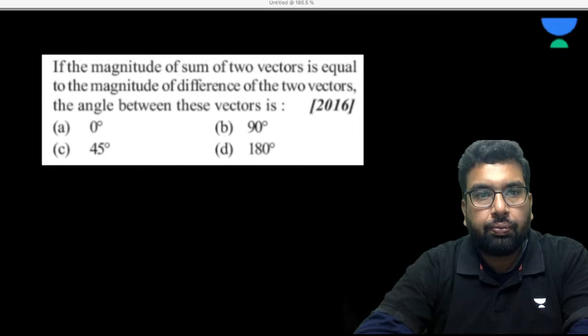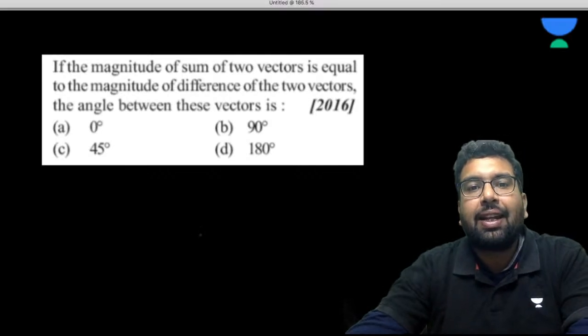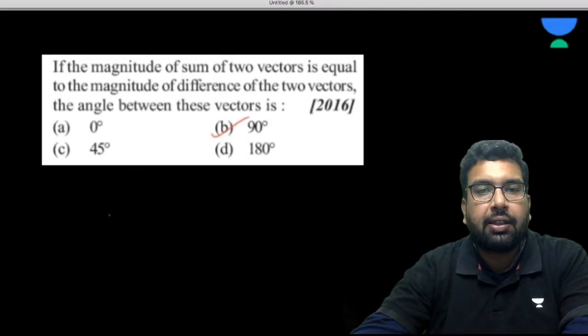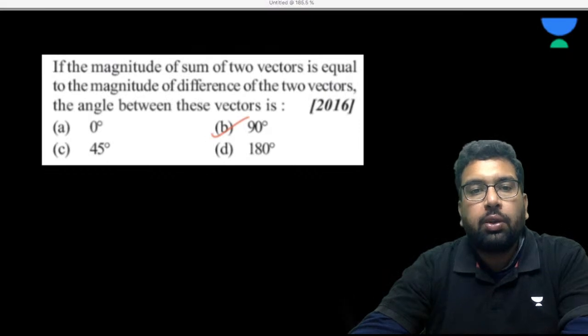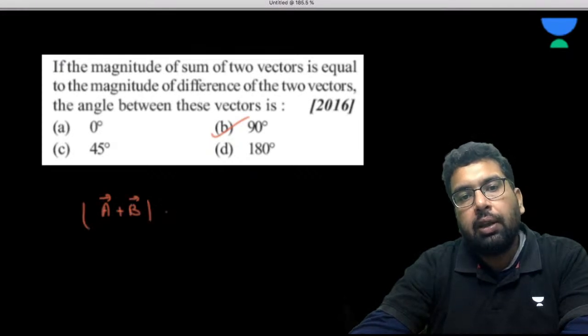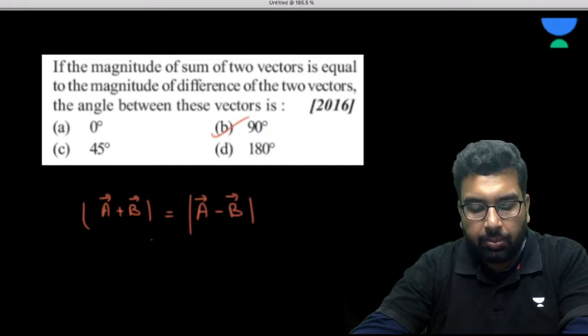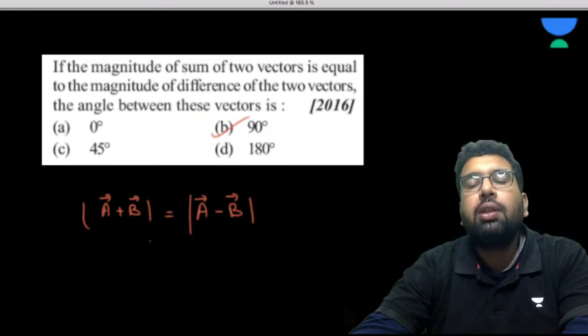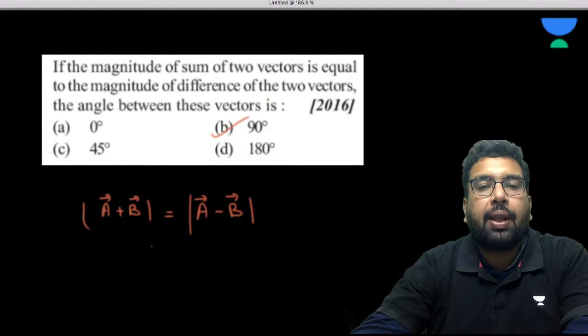So what is the answer? Sir, obviously the answer is 90 degrees. We have seen this in the sessions also. It says the magnitude of the sum of two vectors is equal to the magnitude of the difference of two vectors. This is possible only when theta is 90 degrees. We remember that.